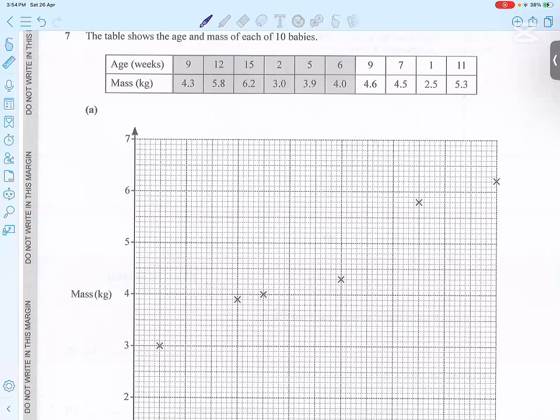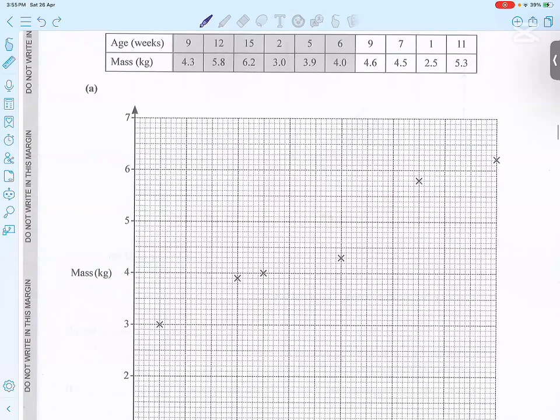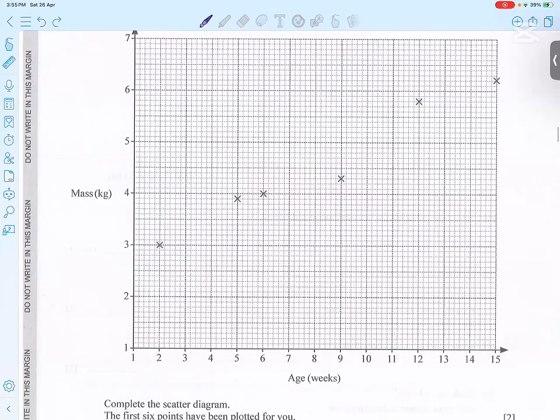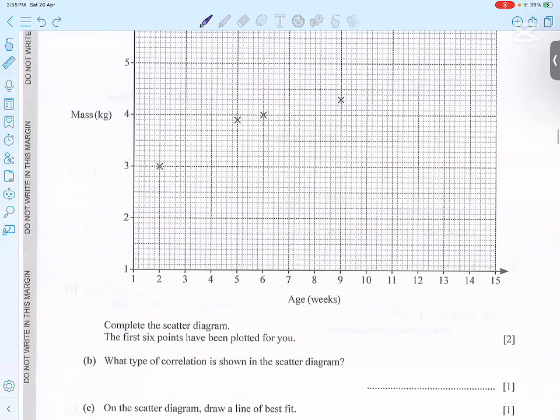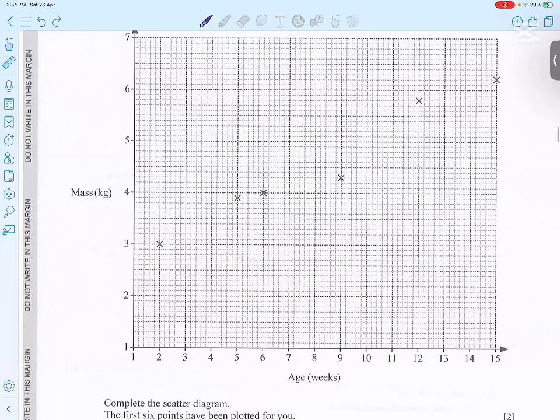Question number 7 we have, students. We have ages and masses mentioned here. So we have to concentrate, especially here. We are given some numbers, 1, 2, 3, 4, 5, 6, 7, 8, 9, 10, but I think some are missing. It's because 3.6 is mentioned. And he mentioned here to complete the scatter diagram. The first 6 points have been plotted for you. So next we have to plot. Let me zoom out and check it.